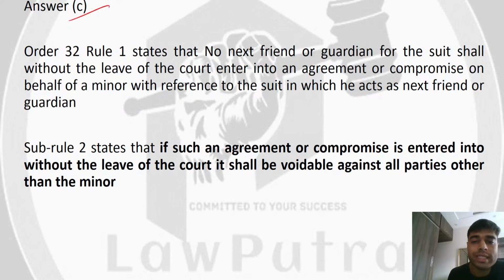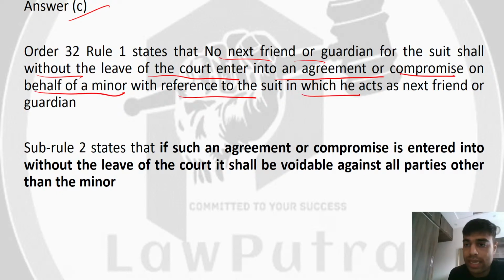Order 32 Rule 1 states that no next of friend or guardian for the suit shall, without the leave of the court, enter into an agreement or compromise on behalf of the minor with reference to the suit in which he acts as next of friend or guardian. And now sub rule 2 states that... this is the general rule, that a next of friend cannot do this, okay?